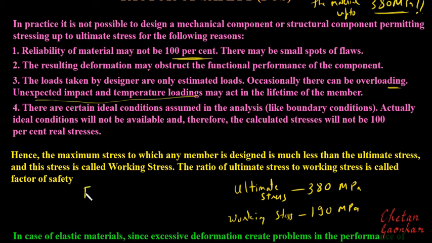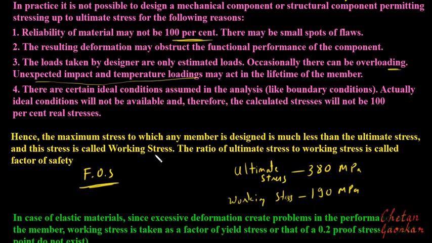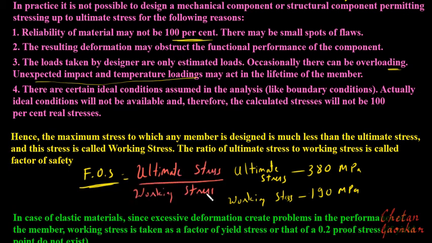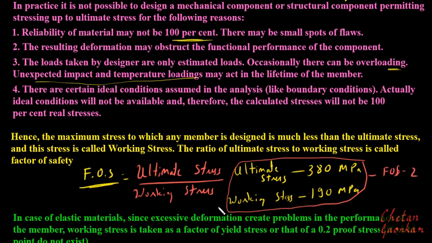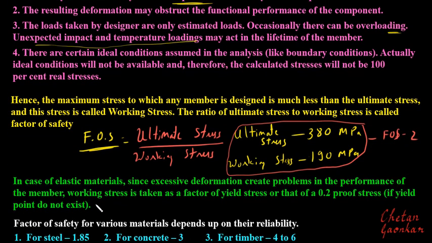Now we can define the factor of safety, FOS. We can define the factor of safety as ultimate stress divided by working stress. So this is how we can define factor of safety. In the example which I had given you, the factor of safety will turn out to be 2.